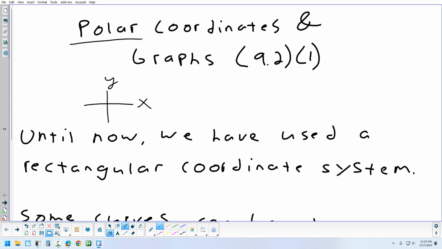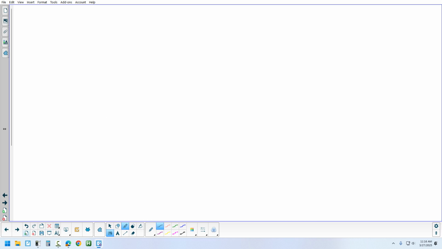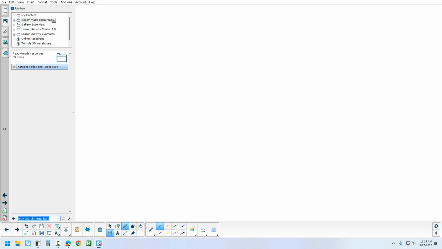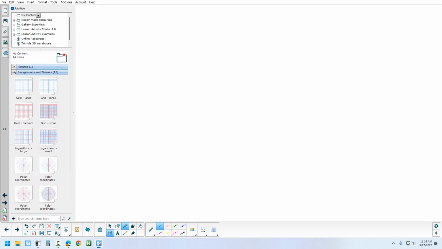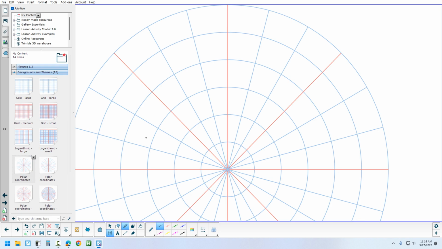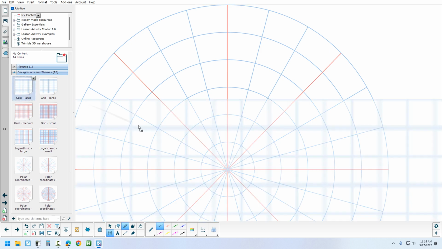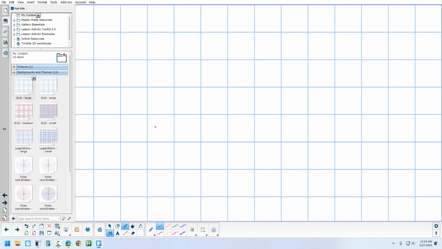Polar does not. Polar uses a different kind of graph paper. Polar graph paper looks more like that. Okay, that's polar graph paper. So when you press polar on the calculator, this is the kind of grid that the calculator is using. When you press function or parametric, that's the kind of grid the calculator is using. Any questions on that first?